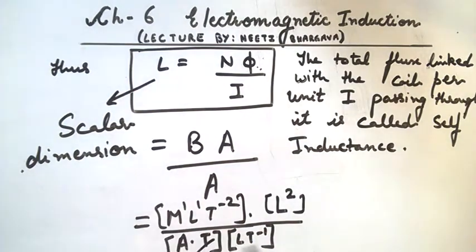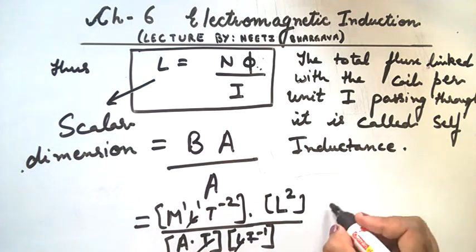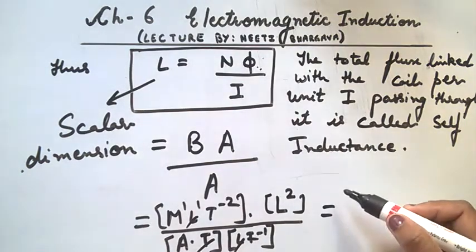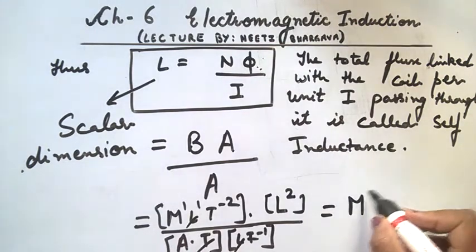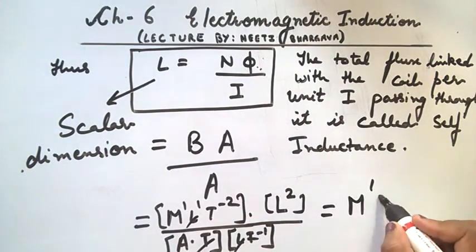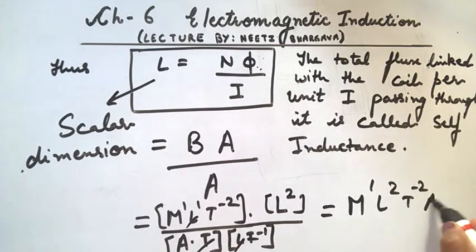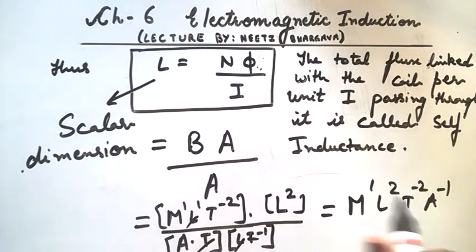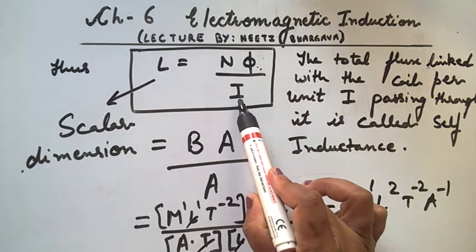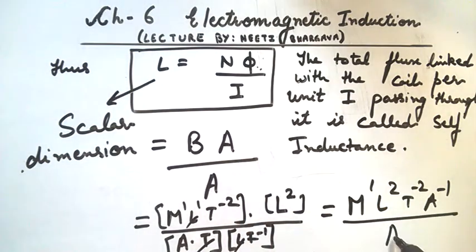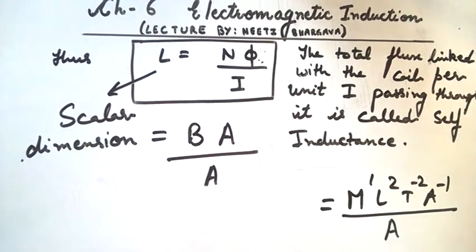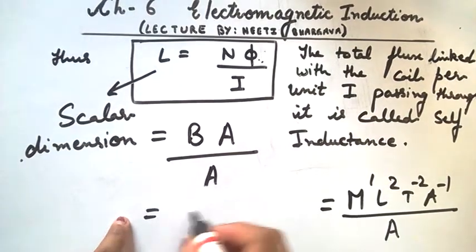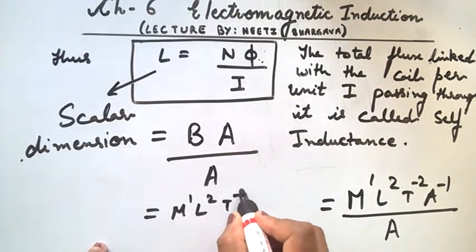Now on solving, T and T minus 1 will cancel out, L and L will cancel out, and we remain with the dimension of magnetic flux, that is M1 L2 T minus 2 A minus 1. This is the dimension of magnetic flux. Now divide by current dimension, that is ampere, therefore the dimension of self inductance is M1 L2 T minus 2 A minus 2.